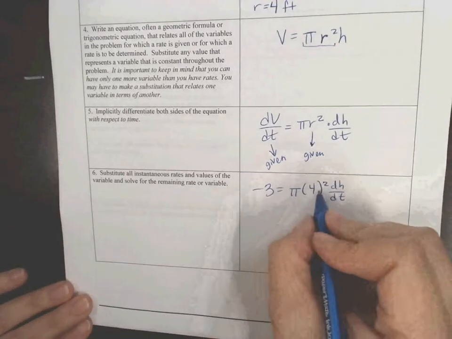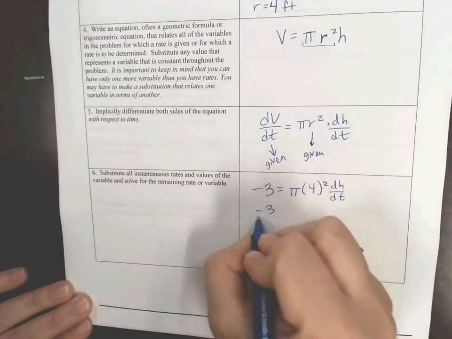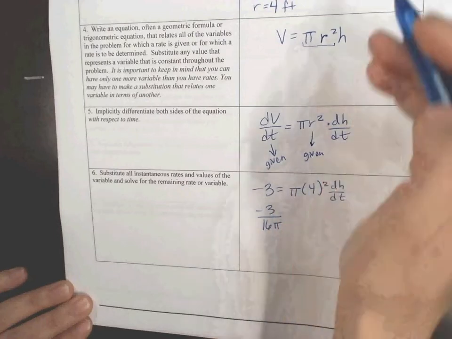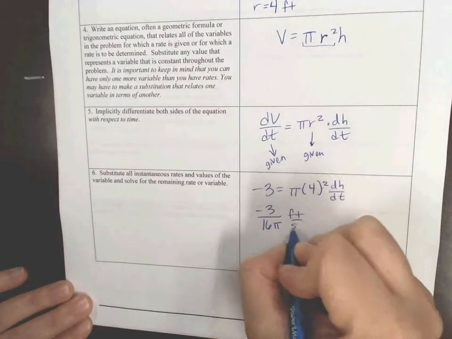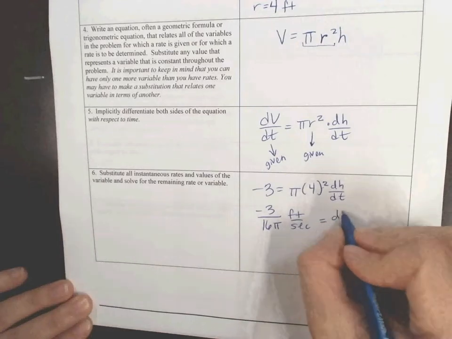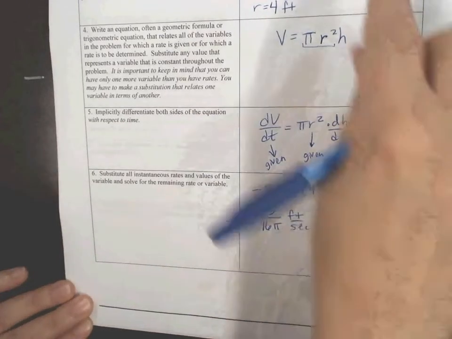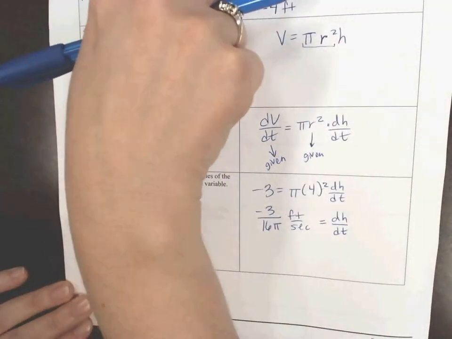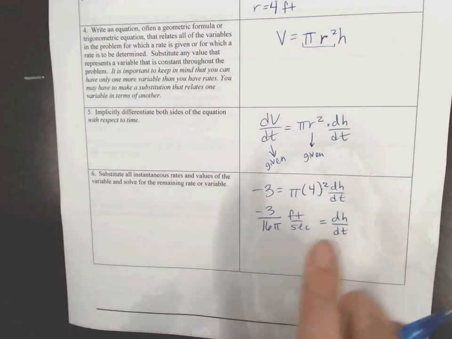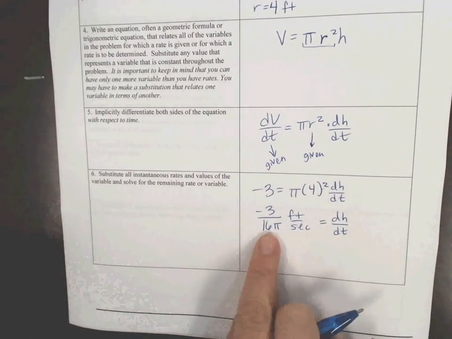And so that's 16 pi, so negative 3 divided by 16 pi, and then what will my units be? Feet per second, because I had already figured that out up here, is equal to dh/dt, which again, they said, what is the rate of the depth of the water changing? So the height of the water, or the depth of the water, is changing at negative 3 over 16 pi feet per second.